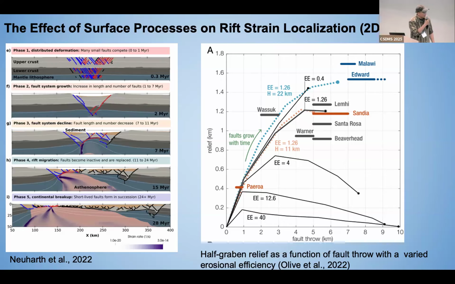On your right is another study by Oliver et al. Their group published work at a smaller scale, the half-graben scale, looking at how erosional efficiency, a different parameter to K, can impact the fault throw and also the local relief. And they have validation from natural examples here.